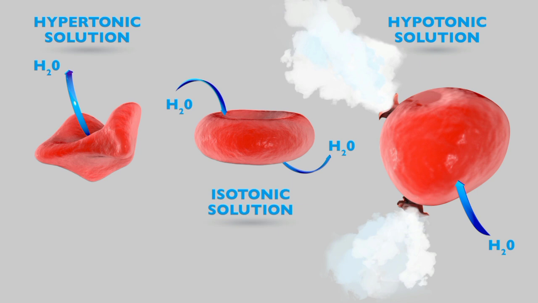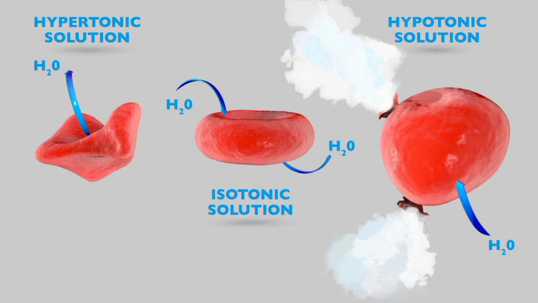Now, a hypotonic solution has a lower solute concentration compared to the intracellular solute concentration. So what is going to happen is that there's going to be movement of water into the cell, causing the cell to swell. Okay, so with this knowledge, let's explain why dextrose is not given in increased intracranial pressure or head injury.